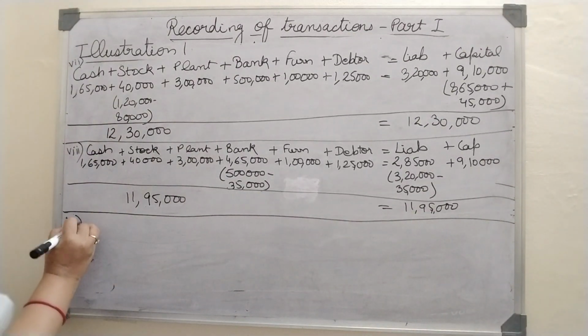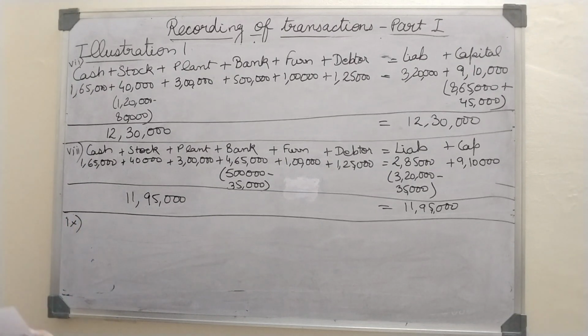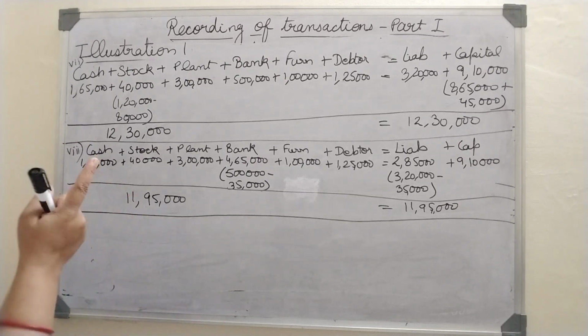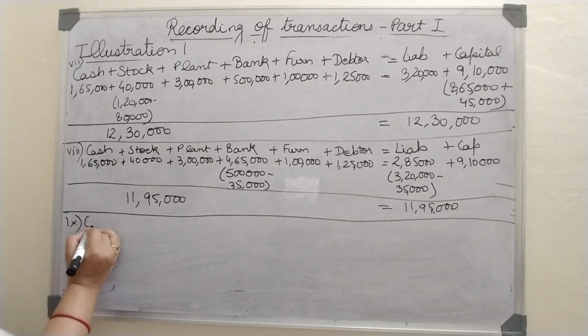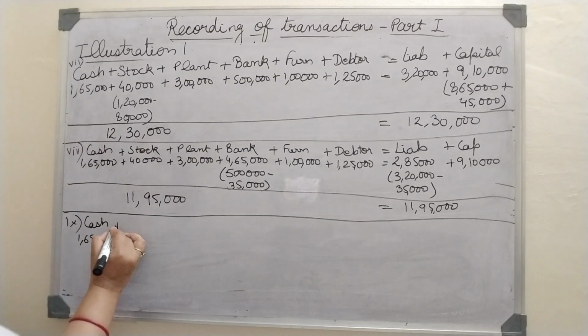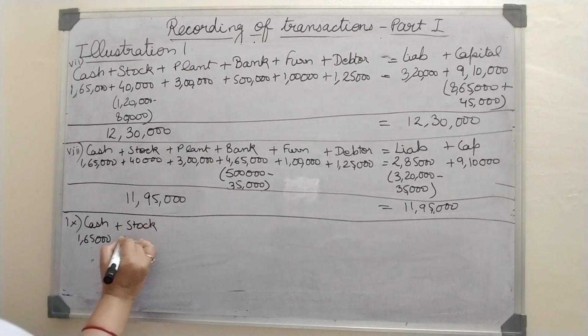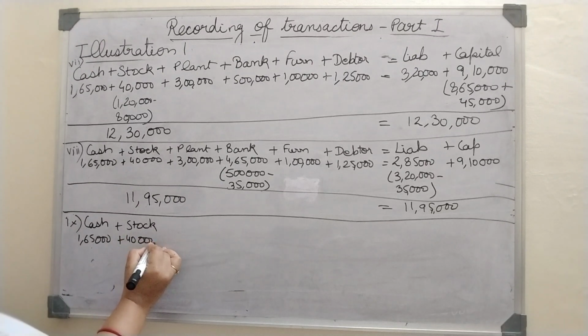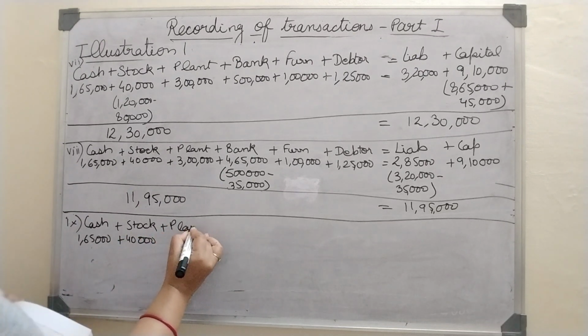The 9th transaction is check received from customer amounting to 75,000. Now when I am receiving a check, it means my debtor has paid me the amount, right? So what will it have? When my debtor is paying me the amount, it means my debtor will reduce and my bank will increase. Cash will remain the same. Stock will remain the same. Plant will remain the same.